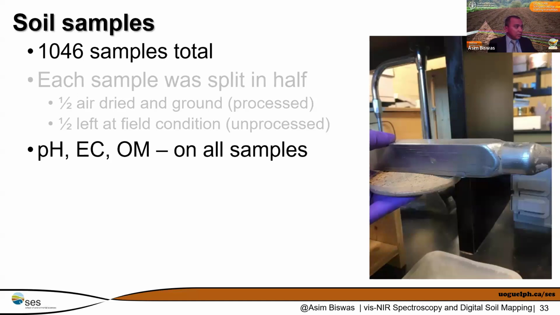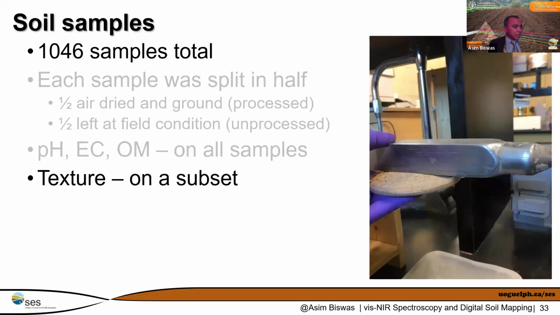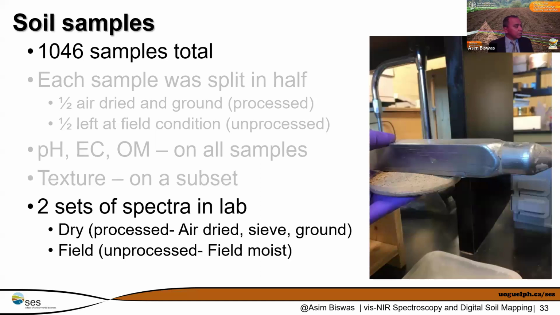We measured pH, EC, and organic matter on all samples, and on a subset of samples we measured soil texture as well, using a combined approach of sieving and the hydrometer method, so that we go for sieving for the sand particles, and then we went to do the hydrometer method.